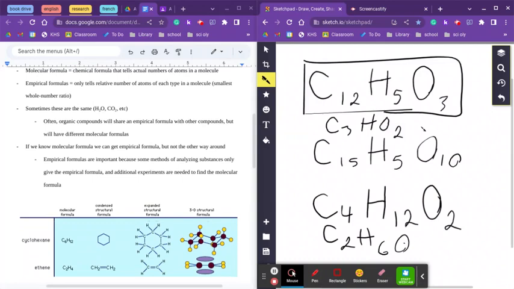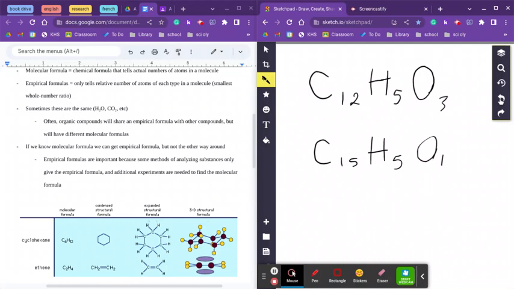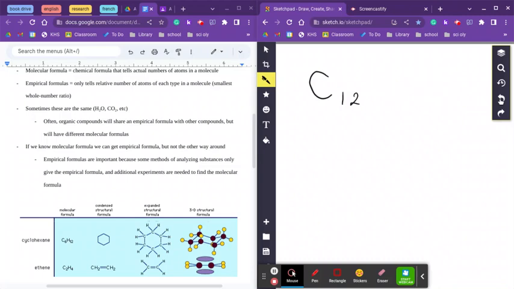One of the applications of empirical formulas is that there are certain ways of analyzing a substance to figure out what it's composed of that will only give you the empirical formula. If you have the molecular formula, it's pretty easy to get the empirical formula because you just simplify down the numbers. But if you just have the empirical formula, you have to do further methods of analysis to find the molecular formula.